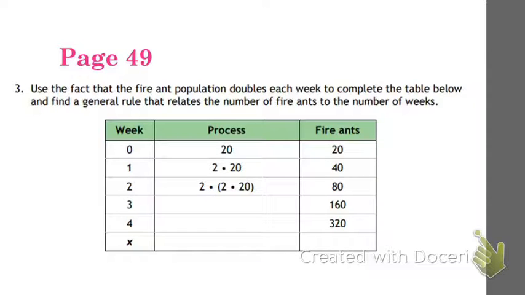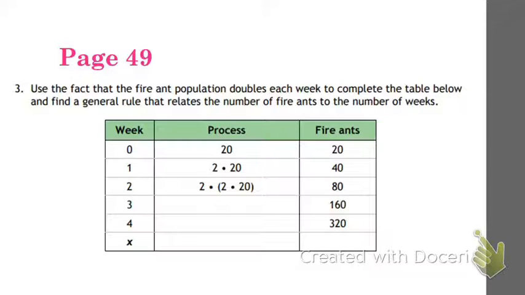Okay. Now we're going to take a look at our fire ants, which we already said we're doubling, multiplying by 2 every time. So our process of building a function to represent it is a little different. Instead of adding 20 each time, we have to multiply by 2 each time. So here we can see 0 weeks, we start at 20 fire ants. Week 1, we double it, 2 times 20, that gives us 40. Week 2, we double it again, so 2 times 2 times 20, 80.